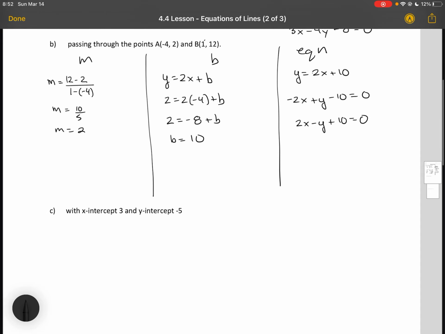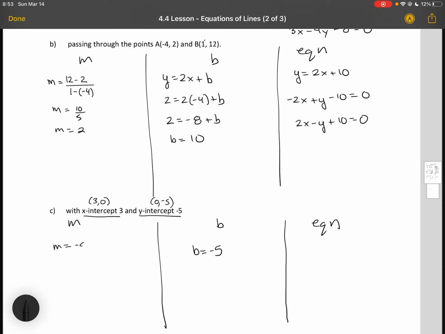Let's do another example. Here I'm told to write the equation of a line with x-intercept 3 and y-intercept 5. I know I need my slope, my y-intercept, and my equation. I notice that I'm given the y-intercept already, so I can write that down. Now I need to find the slope. I'm not told the slope, but I am told 2 points, which means that I can use my equation like I did in the example above.